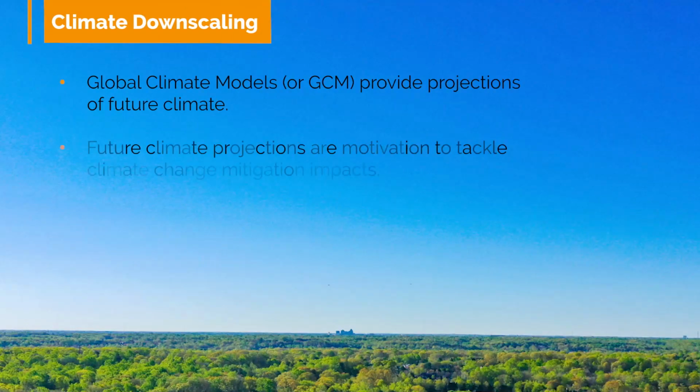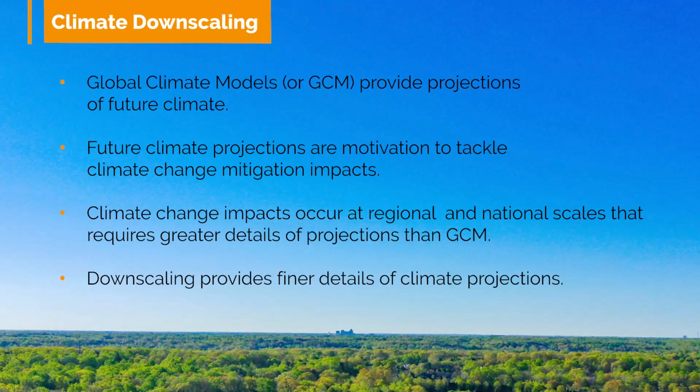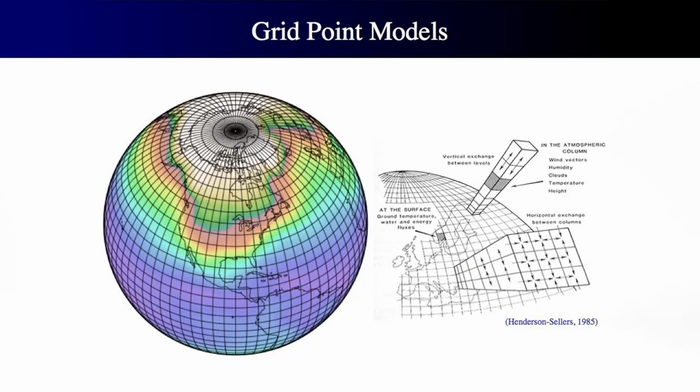GCMs provide us with projections of how the climate of the Earth may change in the future. These results are the main motivation for the international community to make decisions on climate change mitigation. However, the impacts of a changing climate and the adaptation strategies required to deal with them will tend to occur on more regional and national scales. We therefore need much greater detail and a more accurate representation of localized climate information. In other words, as noted earlier, GCM grid boxes typically have a resolution of between 250 and 600 kilometers, which is a coarse resolution.